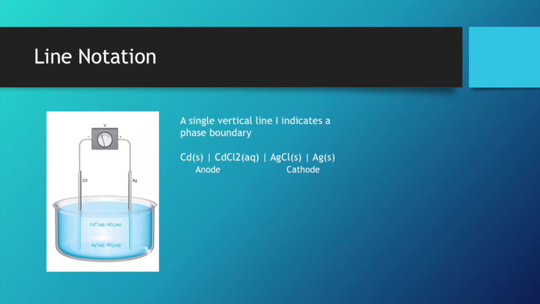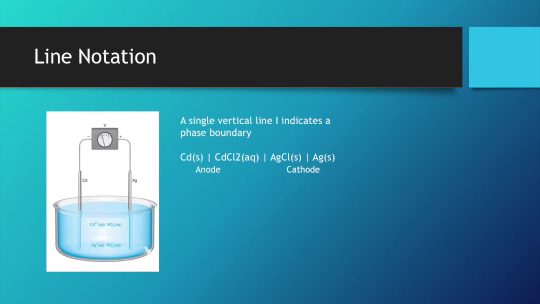So electrochemical cells or galvanic cells can be written out in a number of ways. One way is line notation, and this entails single and double vertical lines, and the single line indicates a phase boundary. And shown below is a reaction of cadmium solid in circuit with a silver solid with silver chloride and cadmium chloride in solution.